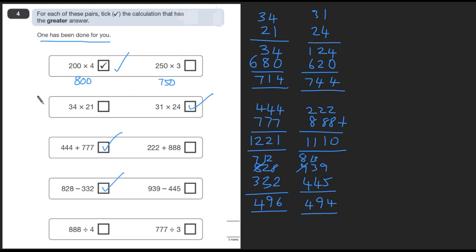496, that is the one. And now if you divide by 4, it's going to be 222. And 777 divided by 3, it's going to be 2, 1 remaining, 5 and 2 remaining, 9. So definitely this one is greater. It involves lots of calculation. Make sure that you do it perfectly.